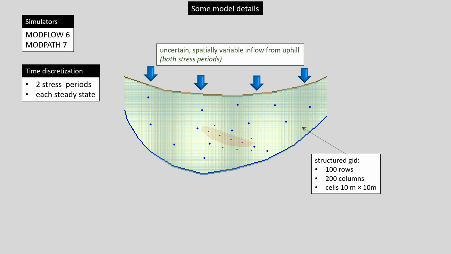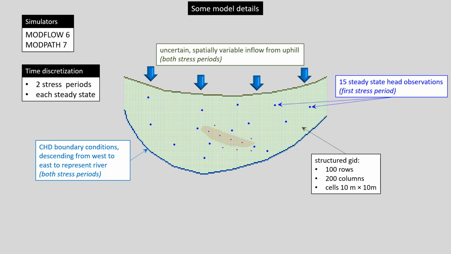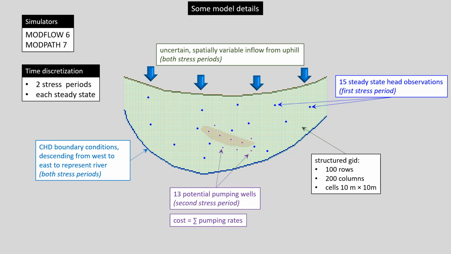I have inflow into the top of the model domain, of which I'm not entirely certain. I've got a fixed head boundary at the bottom of the model domain simulating a river, the elevation of which varies from 15 meters to 10 meters as I go from west to east. The calibration data set, as we've already said, is comprised of 15 steady state head observations. And my decision variables are comprised of pumping rates at 13 wells in and around the area of contamination.